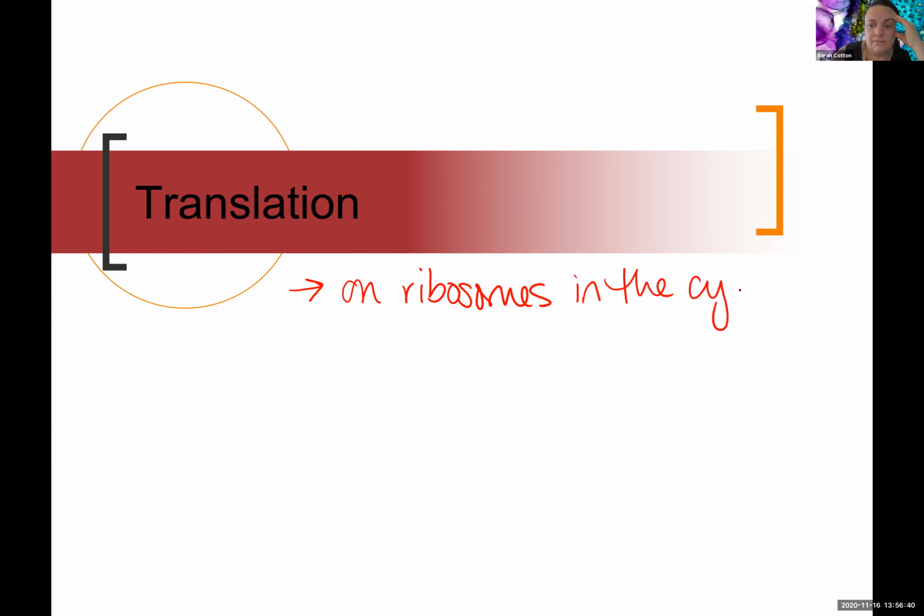All right, translation. Okay, so last time we did a bit of an overview. So where does translation occur? Shouldn't say sometimes.